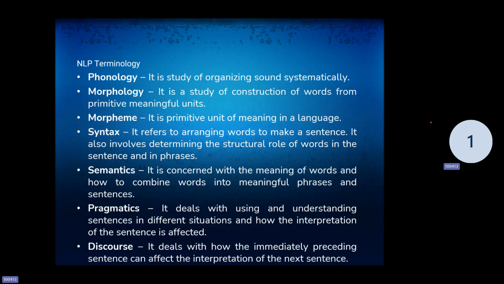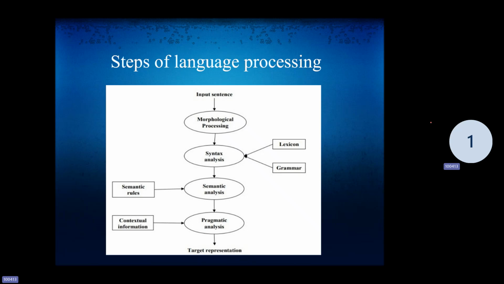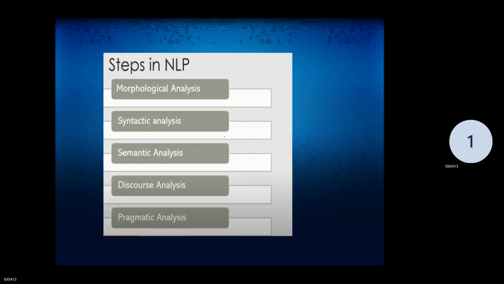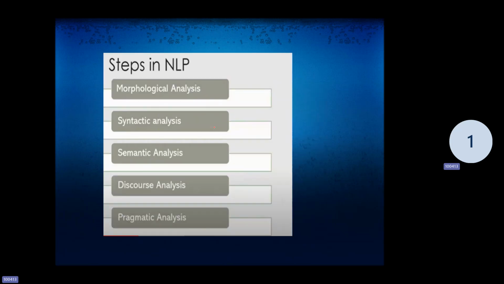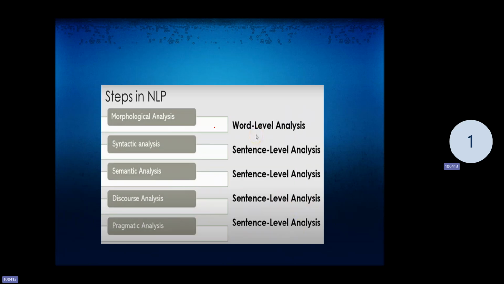So these are some of the NLP terms. Then this is the most important: here our ambiguity resolves. These are the language processing steps. First is your input sentence. First, it goes for morphological processing, then syntactic analysis, semantic analysis, discourse analysis, and pragmatic analysis.